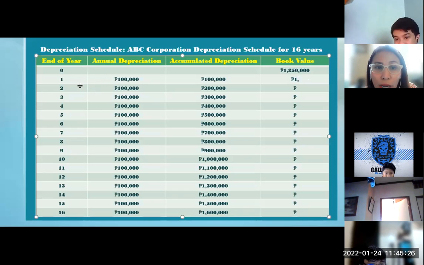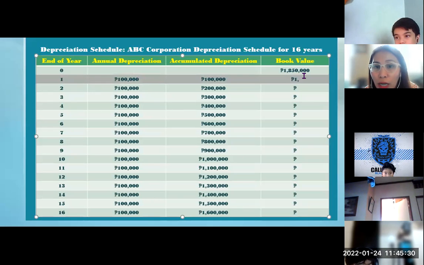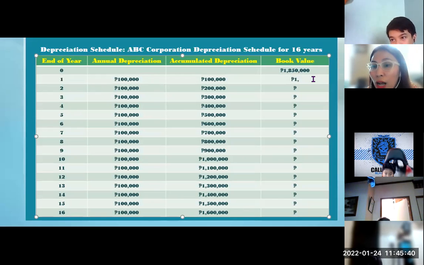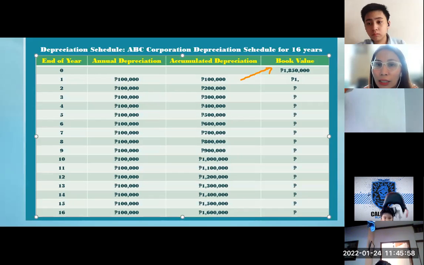Pag tumungtong na yung first year, okay, meron ng reduction ng value. Therefore, bababa na yung next i-record dito. Bababa na yung value. What's the reduced amount? So all you have to do is to subtract, right? Subtract mo lang yung 100,000 from your book value. Okay. Initial book value. Ayan, subtract mo lang.